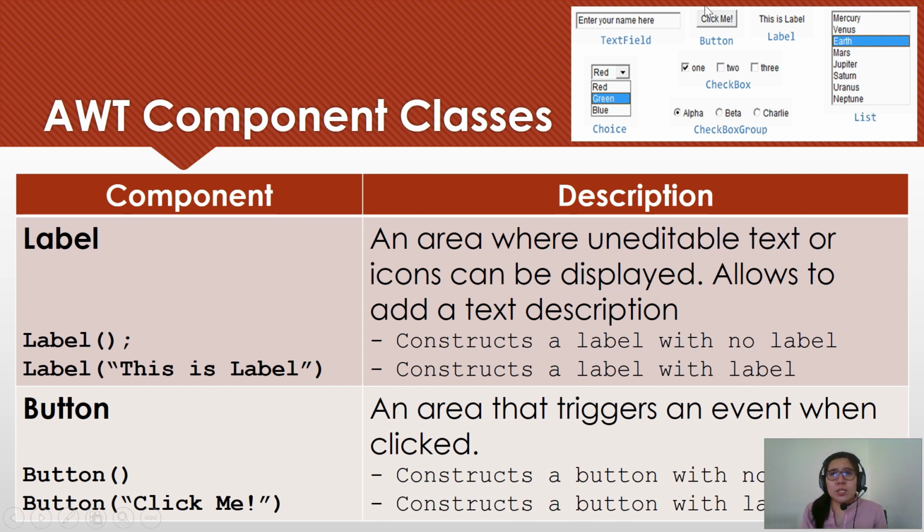For button, this is an example of a button, an area that triggers an event when clicked. If we declare it, the keyword is Button, capital B. For the empty constructor, it constructs a button with no label, and with a string value such as click me, like what is written here, click me, it constructs a button with the specified label.